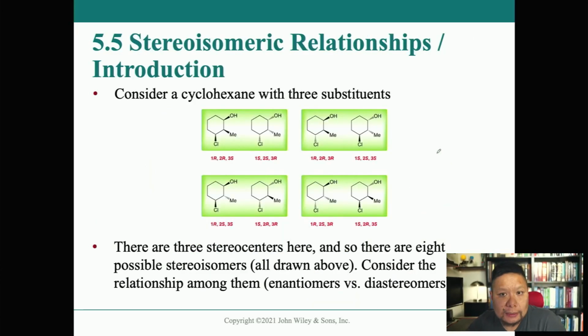So let's consider cyclohexane with 3 substituents here. There are 3 stereocenters, as you can see. This one, and this one. And so there are a total of 8 possible stereoisomers. Consider the relationship among them: the enantiomers versus the diastereomers. Diastereomers is a difficult word for me to say.